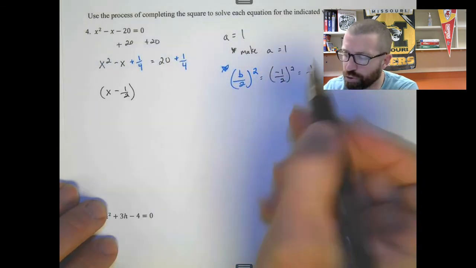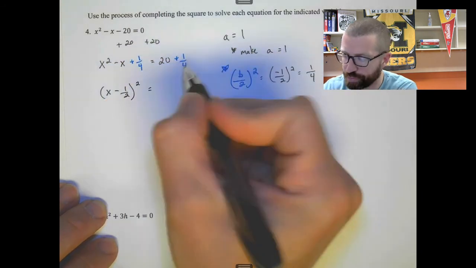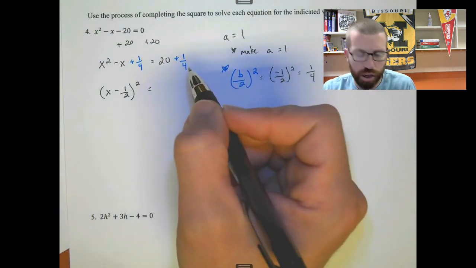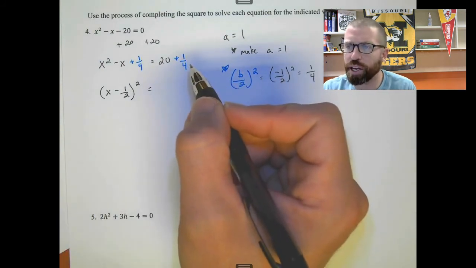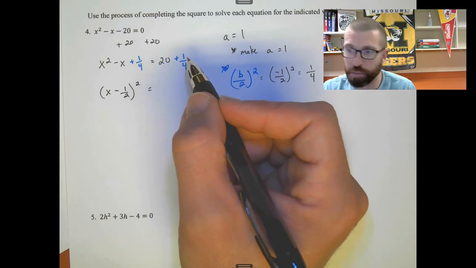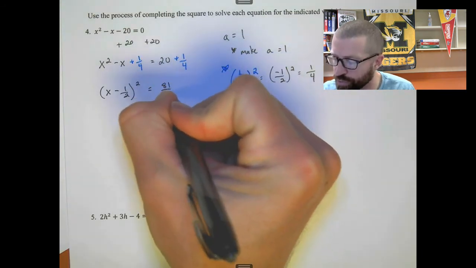Or it's the number before it's squared. And then squared is equal to, let's see, 20.25. Let's go ahead and make that, let's see, what would that be? I should be able to do that in my head, but 81 over 4. Let's make that an improper fraction, 81 over 4.